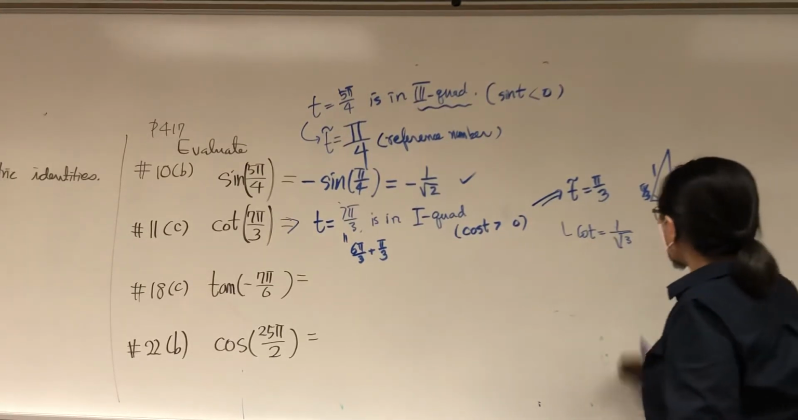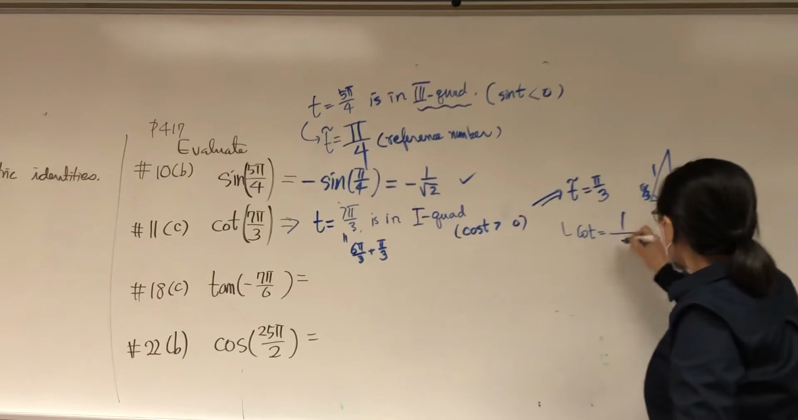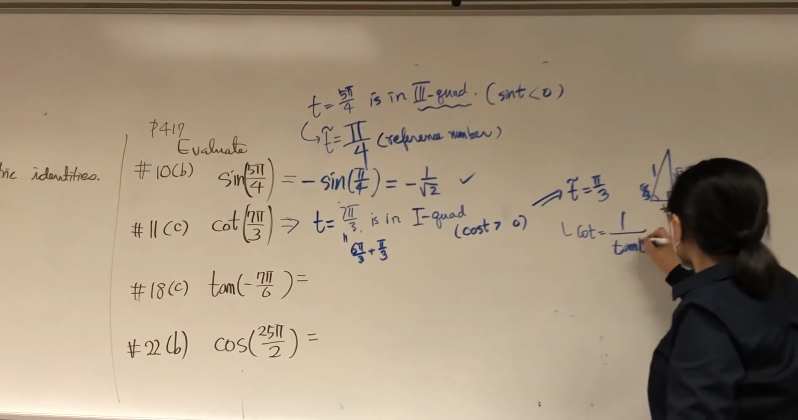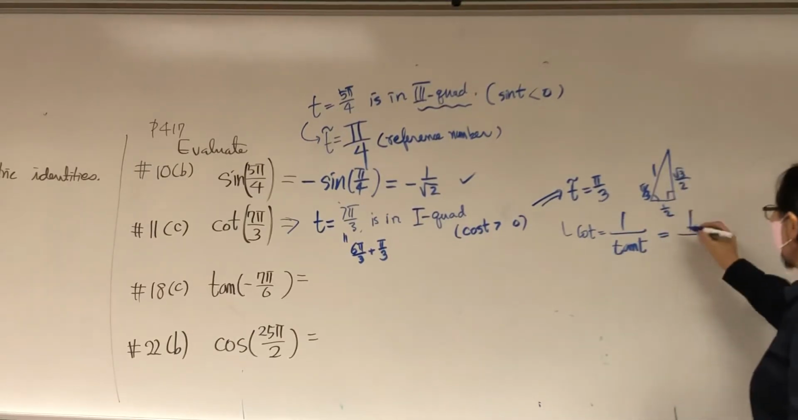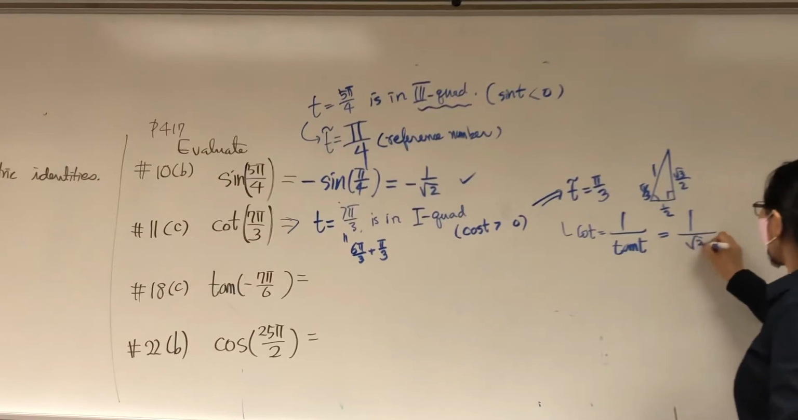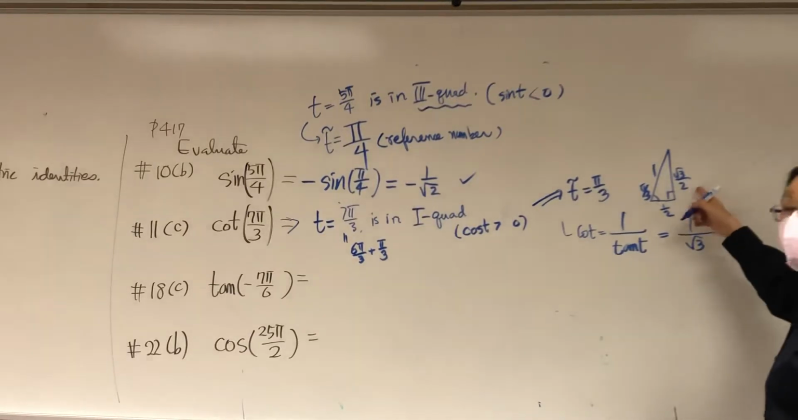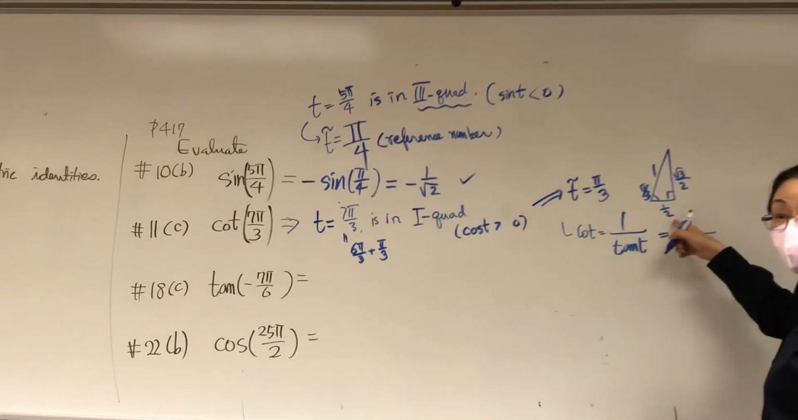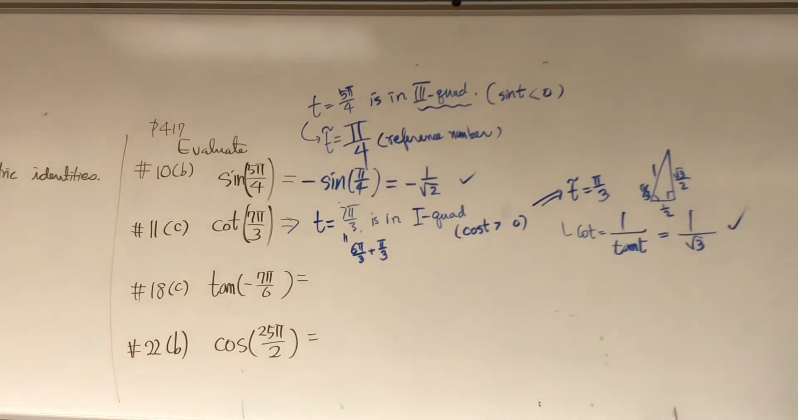So cotangent is what? It's 1 over tangent t. Am I right? Your tangent is what? 1 over square root of 3. Am I right? Because square root of 3 over 2 divided by 1/2. Yes? That's fine. You got 60 degrees.